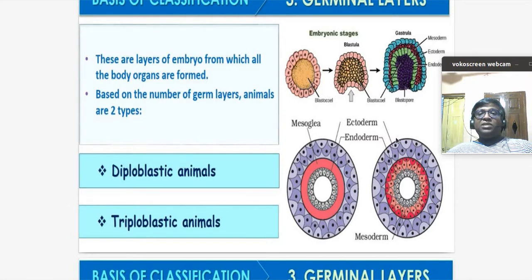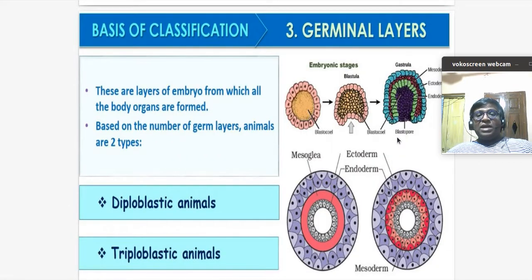So based on the germinal layers, at the embryo level, there are three germinal layers that develop. If the animals have two germinal layers, that is an outer ectoderm and an inner endoderm, those sort of organisms we call diploblastic animals. And you can notice that in between the ectoderm and endoderm, the space is filled with mesoglea.